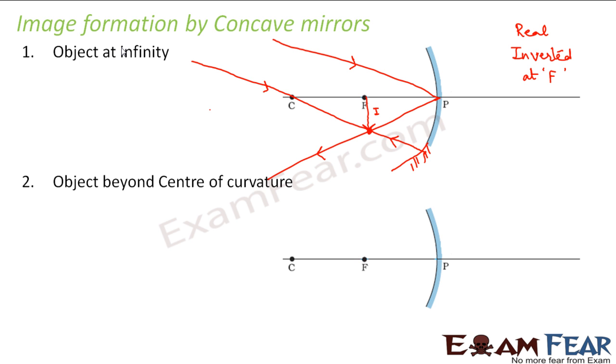Okay. Now let us look at the second scenario where we say that the object is beyond the center of curvature. That means the object is far from the mirror, but it is not that far. So that means it is somewhere beyond the center of curvature. So let us assume that the object is somewhere here. So let me denote this AB. Let me call the object as AB.